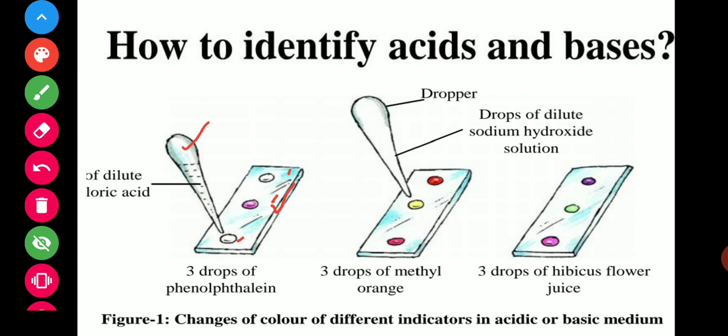And similarly, methyl orange turns to yellow color. And the hibiscus flower juice turns to green color. So these are the ways to identify acids and bases. Different indicators change color in acidic or basic medium, like phenolphthalein, methyl orange, and hibiscus flower juice. So these are the indicators to identify acids and bases.